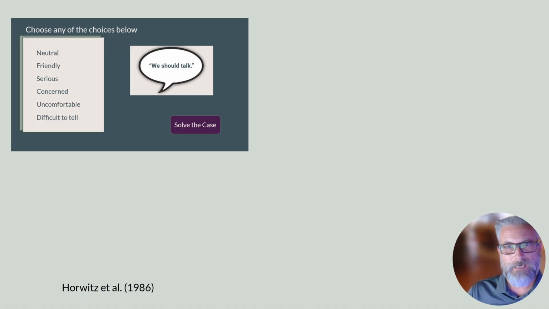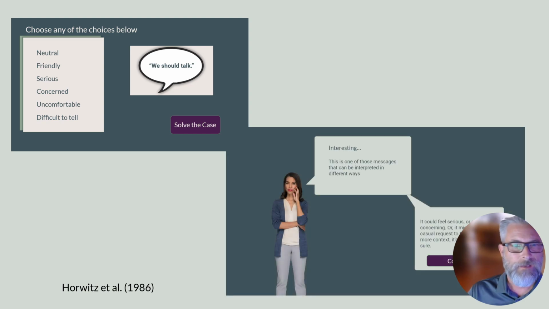Once the learner has had a chance to reflect, they are given an opportunity to commit to an interpretation, attempting to solve their first case, which is followed by feedback from Veronica. Here, she explains that it's simply too hard to interpret without more information. This is a typical example of feedback.